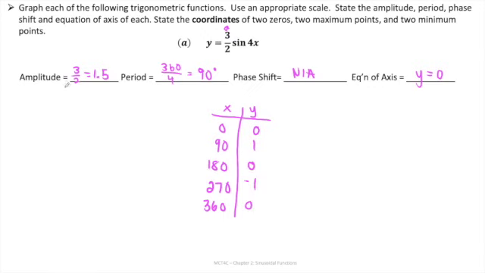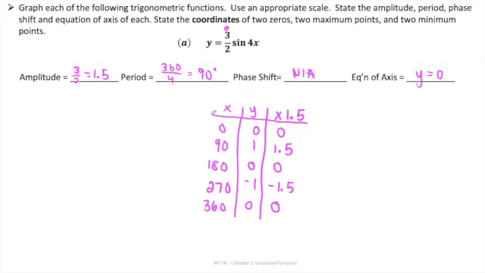Okay, so let's look at our amplitude first. Our amplitude is going to affect our y values, because remember, amplitude is pulling our graph up and down. Up and down is our y values, so we're going to multiply all of our y values by 1.5. Okay, so you're going to multiply each by 1.5. Pretty easy math there when you have zeros and ones, okay?